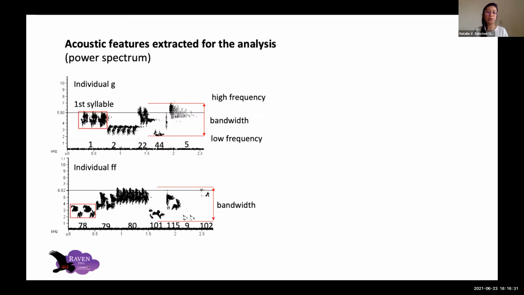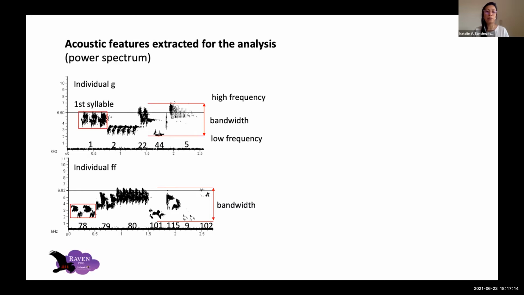For the acoustic features extracted for the analysis using Raven Pro, I used the power spectrum view, but I'm showing the spectrogram view here just to describe better what we measured: the high frequency part of the song, the low frequency part, the bandwidth, and we also did the same for the first syllable, because this part is important for species recognition among other species. We also did the same measurements for each syllable, and we classified the syllables between shared syllables and unique syllables among individuals.